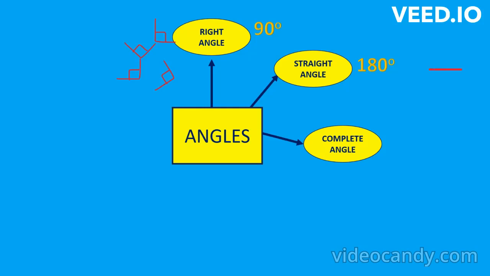We have a straight angle here where two lines are meeting to make 180 degrees, a straight angle. That is how we denote a straight angle. We have a complete angle here where two lines make 360 degrees with each other. One full rotation.